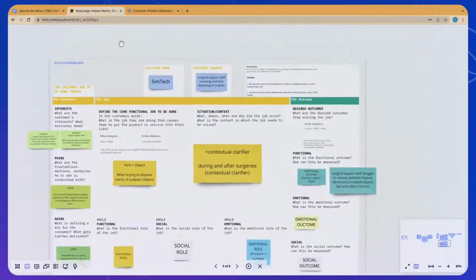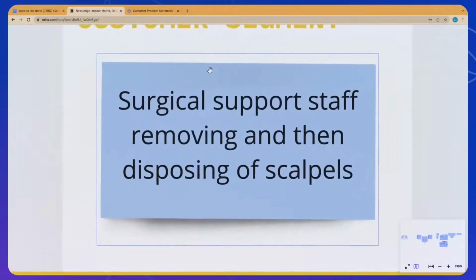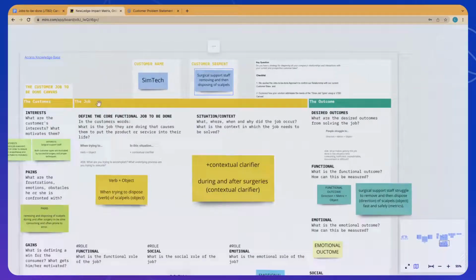So let's go down. Fast forwarding, pretending that we've got through our masterclass, we're working for Simtech as our client, and we've invited some of their customers. Customer name, we've filled out, Simtech. Customer segment, the surgical support staff, removing and then disposing of scalpels. You can always zero in if you want using this. So it's a fantastic tool.